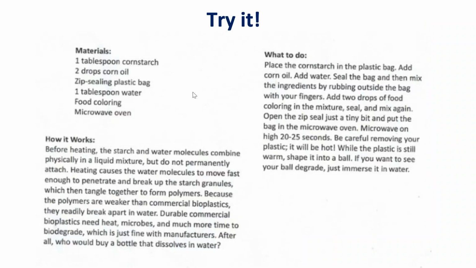Now, try it. Again, take all the material that we talked about, and here's what you're going to do. Again, you're going to place the cornstarch in the plastic bag, add corn oil, add water, seal the bag, and then mix the ingredients by rubbing outside the bag with your fingers. Add 2 drops of food coloring in the mixture. Again, this is optional. Then you're going to seal and mix again.